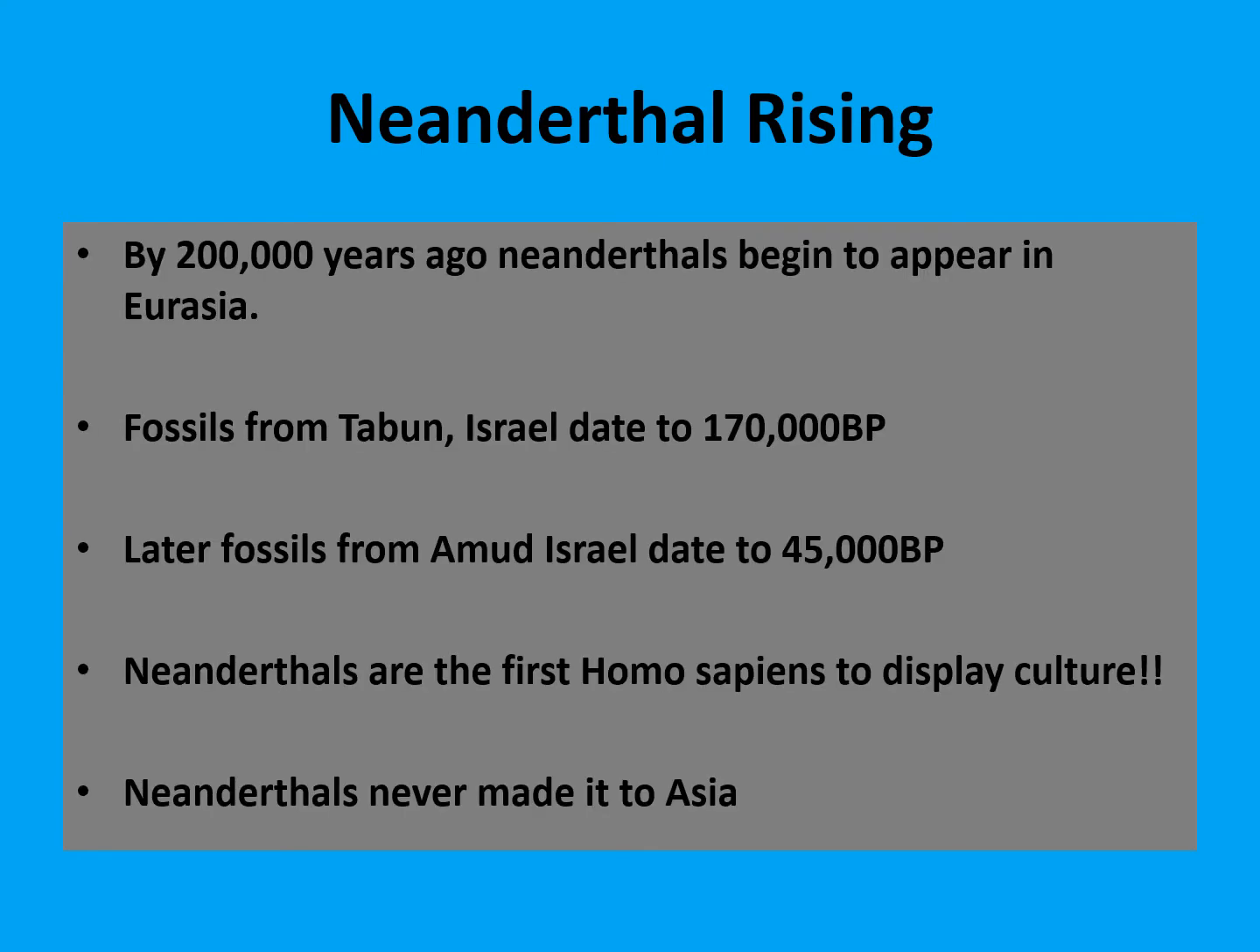So in terms of that interaction area in Eurasia, in the Middle East, by 200,000 years ago, Neanderthals begin to appear in Eurasia. We have fossils from Tabun, Israel, that date to around 170,000 years ago. We have later fossils from Amud that are around 45,000 years ago. And Neanderthals are the first cousin to Homo sapiens, or, depending on your flavor of taxonomy, some consider them cold-adapted Homo sapiens. And we'll talk about that later.